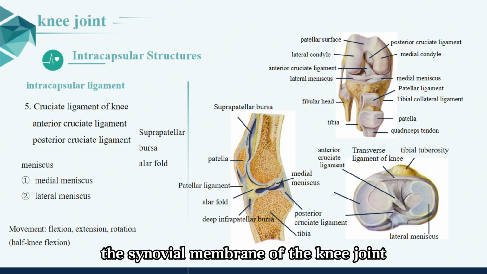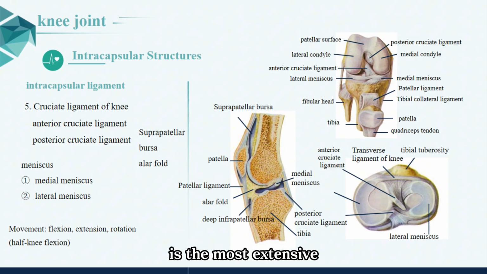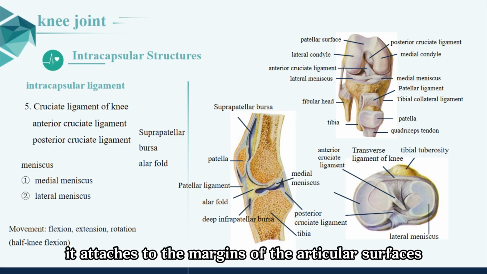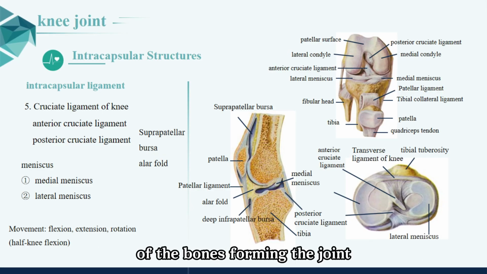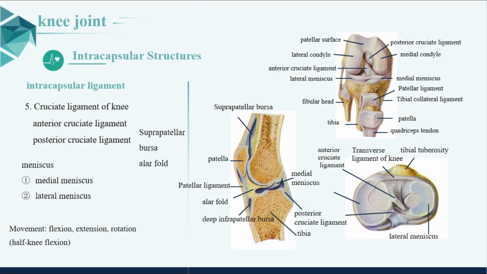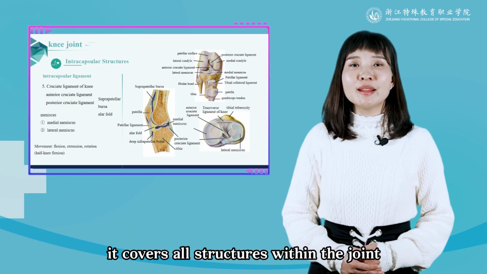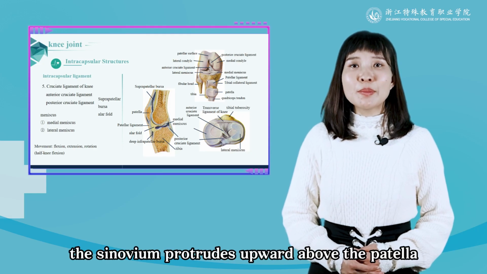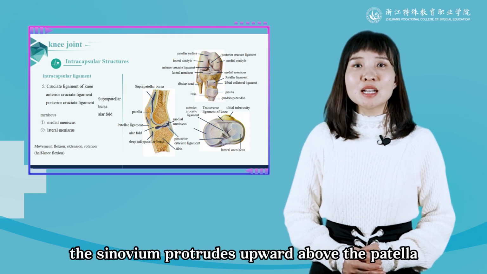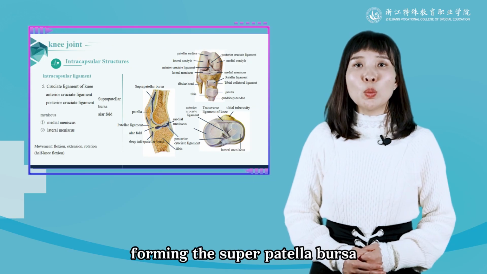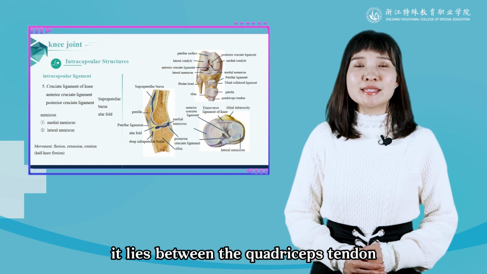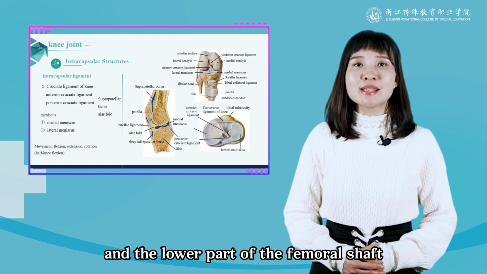The synovial membrane of the knee joint is the most extensive and complex in the body. It attaches to the margins of the articular surfaces of the bones forming the joint. It covers all structures within the joint except the articular cartilage and the menisci. The synovium protrudes upward above the patella, forming the suprapatellar bursa, which is about 5 centimeters long. It lies between the quadriceps tendon and the lower part of the femoral shaft.